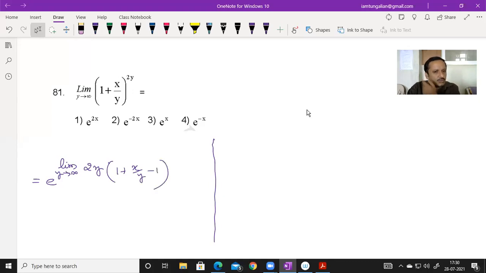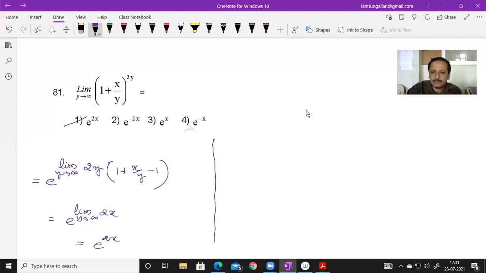So here the 1 gets cancelled, then y also gets cancelled, and 2x will remain. When y tends to infinity, what happens to x? x will remain as x only, that will not go anywhere. So you will get the answer as e power 2x, which is the first option. This is one way of solving.